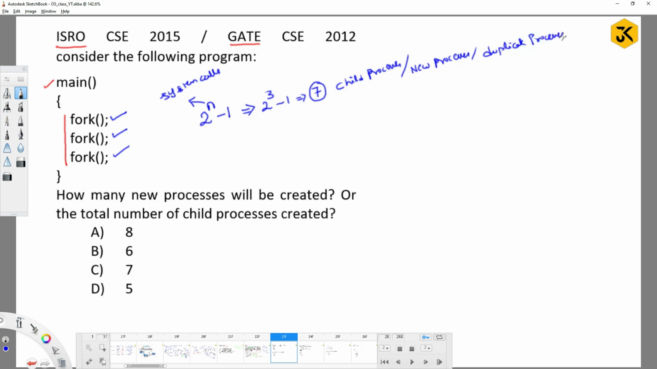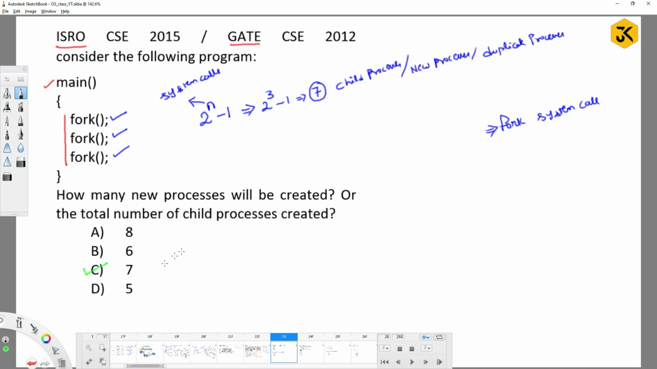processes. Duplicate processes, right? So to know more about this fork system call, you can go through one of the videos which already explains it with the name fork system call, so that you can solve any kind of competitive exam question. Okay, so here the answer will be simply 7.